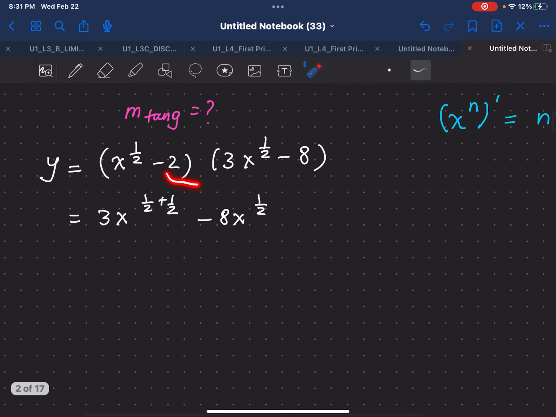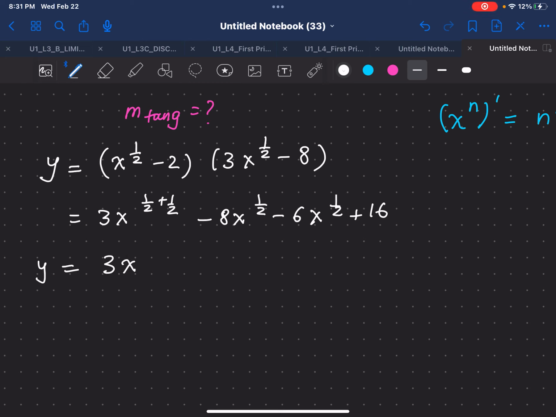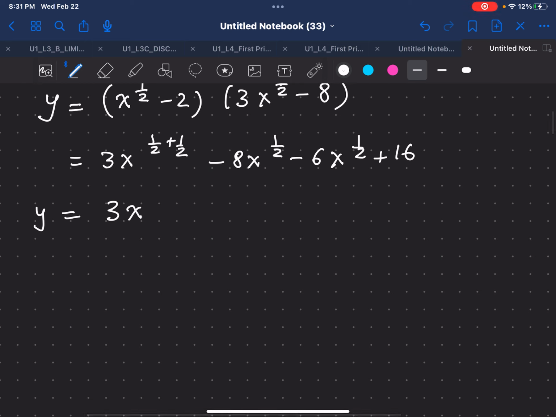And then we have negative 2 multiplying every term in the next binomial, so negative 2 times 3, negative 6x to the power of a half. And lastly, we have negative 2 times negative 8, which is 16. So y equals 3x, so this would be 1. And here you see two like terms, negative 8 and negative 6, x to the power of 1 over 2. So the variable part is the same, which allows these two terms to combine together and make a negative 14x to the power of 1 half, and then plus 16.